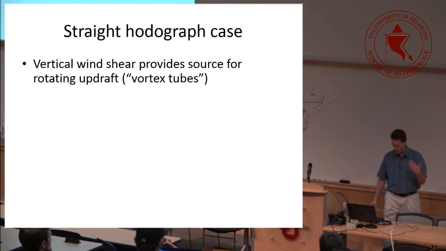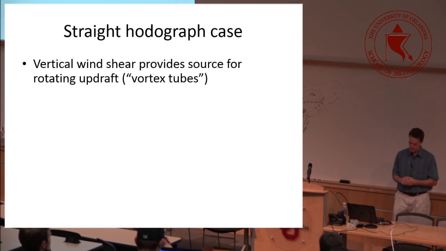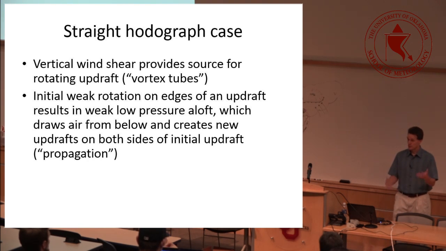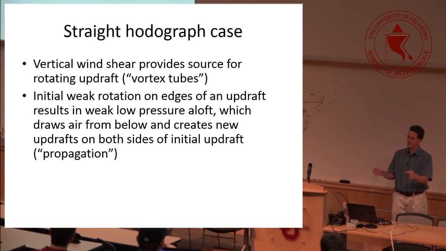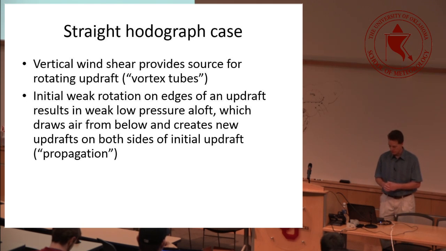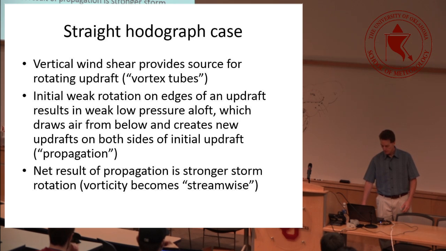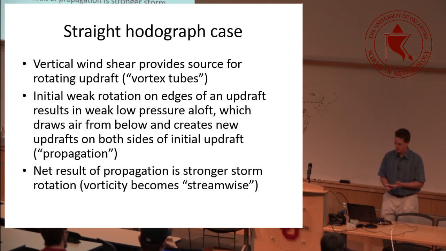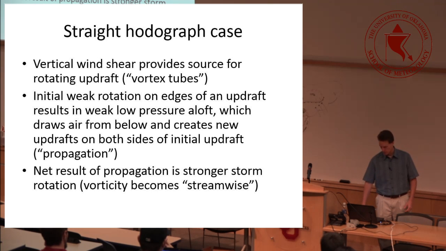Okay, so the straight hodograph case, the background vertical shear provides the vortex tubes, but they're oriented crosswise. You get initial rotation on the flanks of the updraft, and then those initiate new updrafts on the flanks, and those new updrafts become more streamwise in the description, and that's the familiar propagation, both left and right off the hodograph. And again, that net result would be streamwise vorticity, and you end up with a stronger, longer-lived rotating updraft, both cyclonic and anticyclonic. So that's the mirror image storm split case.